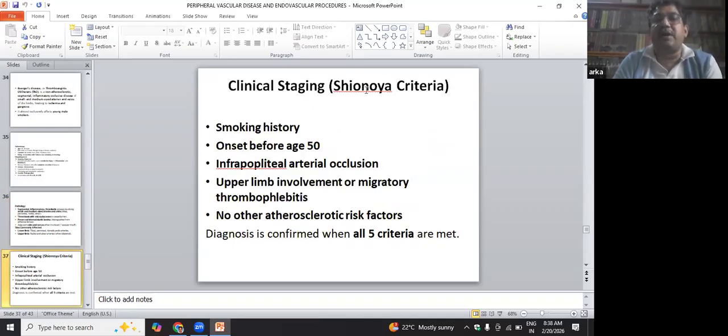Now, there is the Shionoya criteria for clinical staging of Buerger disease. When we call it Buerger disease, the criteria which should be met are that the patient should have a smoking history with onset before the age of 50, infrapopliteal arterial occlusion, upper limb involvement or migratory thrombophlebitis, and no other atherosclerotic risk factor. These are the criteria which should be met to stamp the disease as Buerger disease. So this is the criteria which has been postulated for defining and clinically diagnosing Buerger disease.